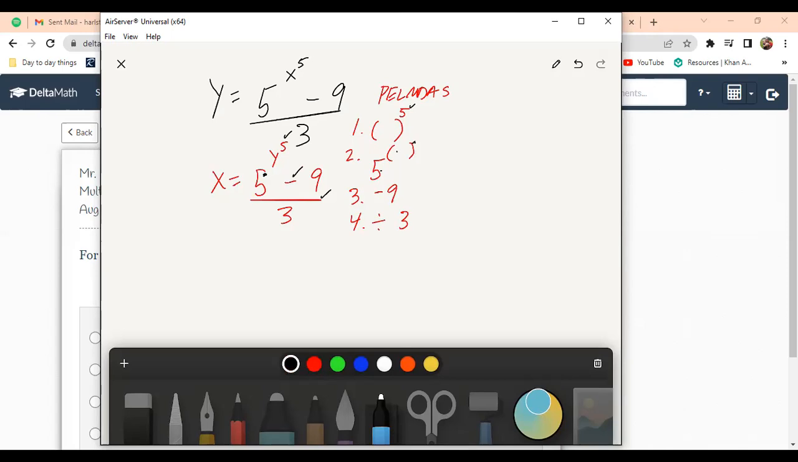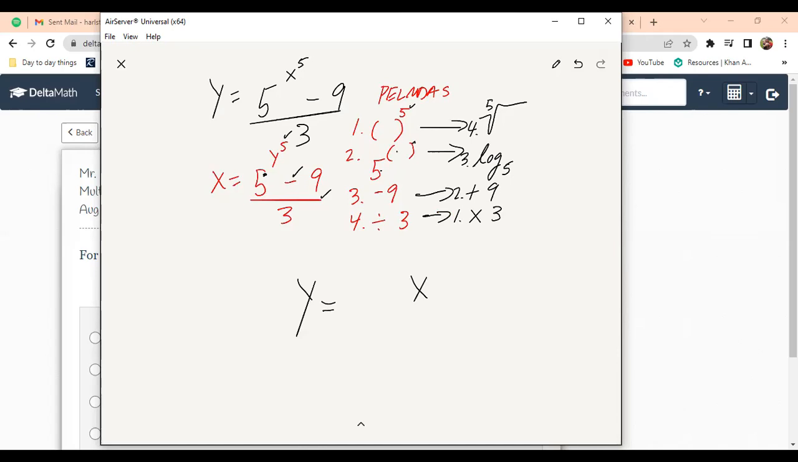So we're going to do the inverse of those 4 things. The inverse of the 5th power is taking the 5th root. The inverse of an exponent with a base of 5 is a logarithm with a base of 5. And then the inverse of subtracting 9 is adding 9. The inverse of dividing by 3 is multiplying by 3. We're going to do this step first, this step second, this step third, this step fourth. We know we're going to have y equal to x. And now we just do those steps.